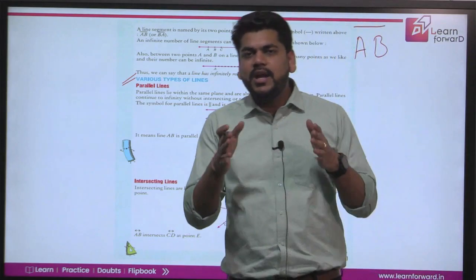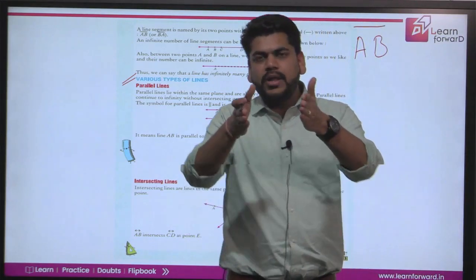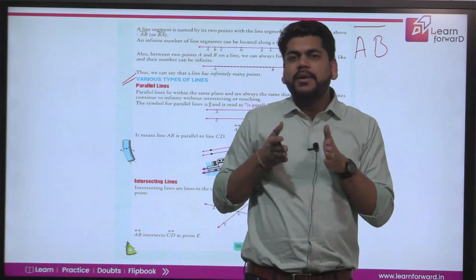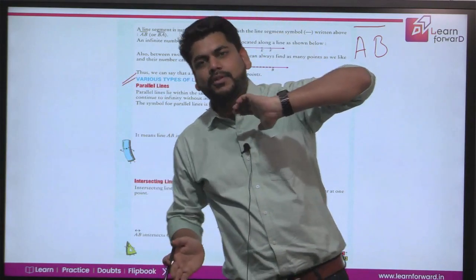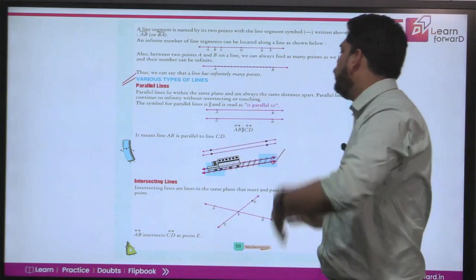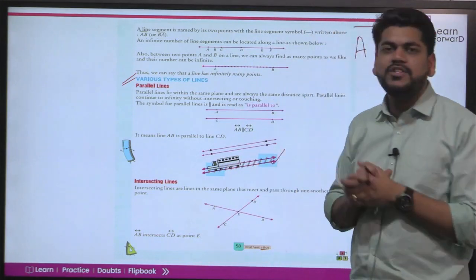Whenever you see a railway track, both the lines go straight. It will never happen that one line will go there and one line will keep on taking a straight path. No, they will go parallel to each other, they will never intersect each other.